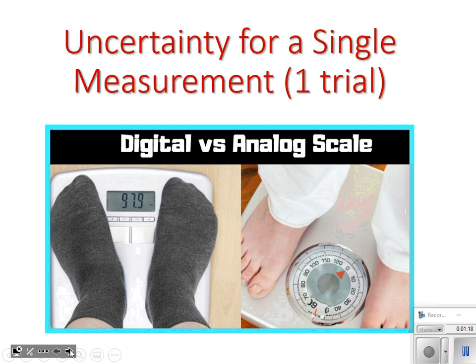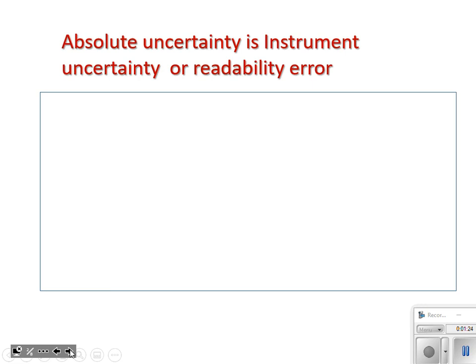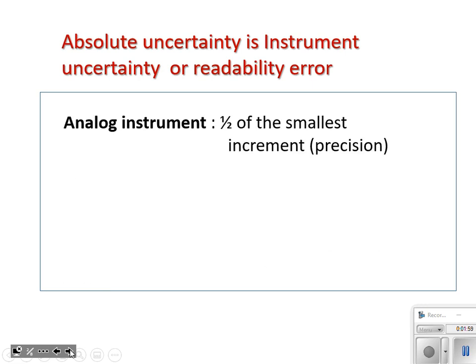Now, we have uncertainty in different ways with both types of these measurements. So, absolute uncertainty is an instrument's uncertainty or the readability error. We talked about this a little bit earlier, how one student might read something as 52.5, whereas another student reads it as 52.6, yet another student reads it as 52.4. So there's a little bit of difference in our readability, so we have to have this uncertainty.